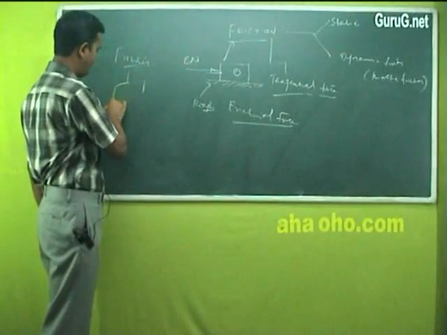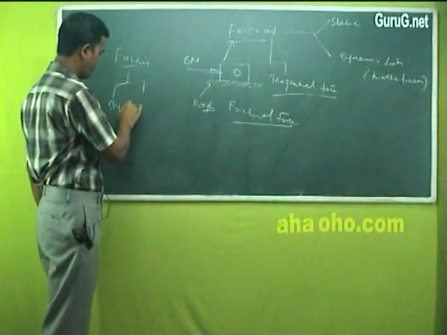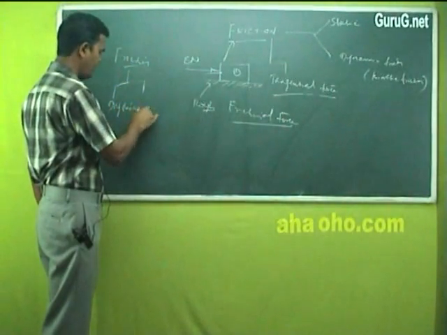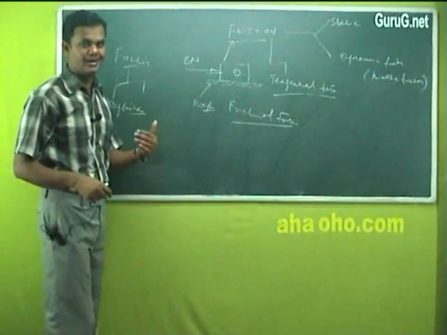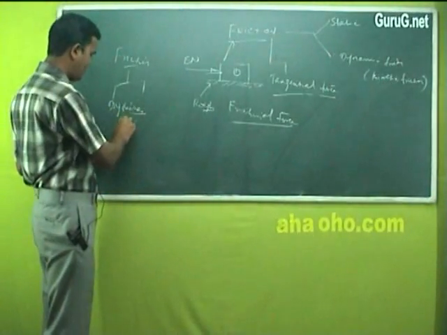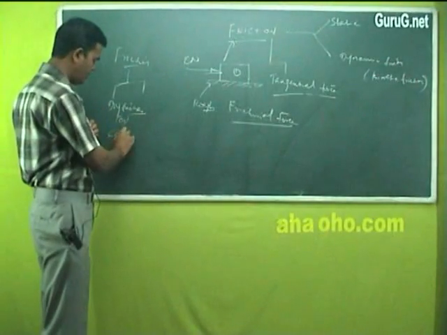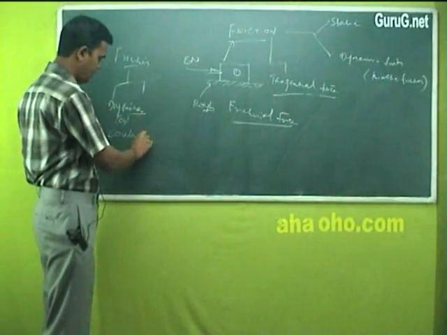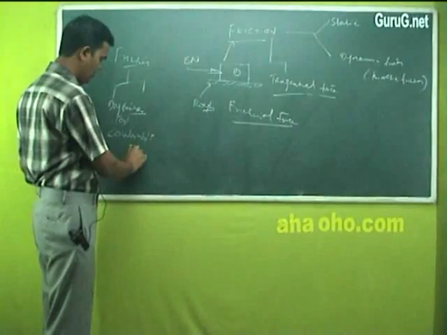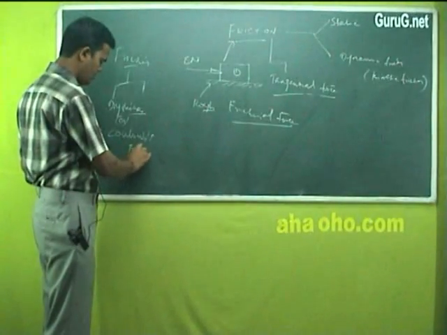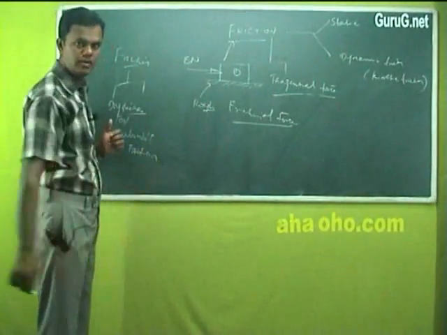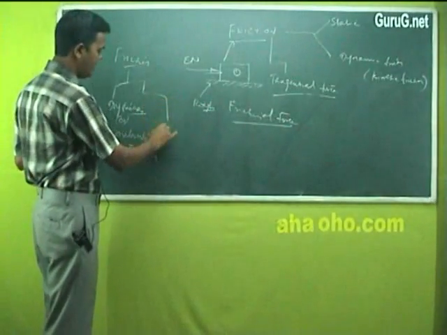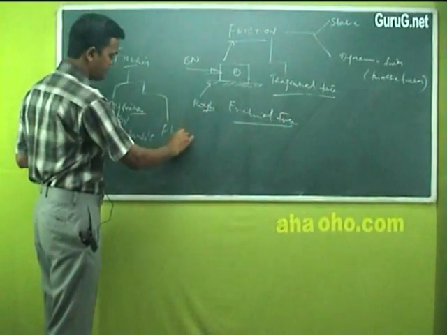This friction is also subdivided as something called dry friction. That means friction occurring when bodies are in dry condition, and the other name of this dry friction is Coulomb friction, named after the scientist Coulomb. Coulomb friction, right? Otherwise, the other subdivision is called fluid friction.